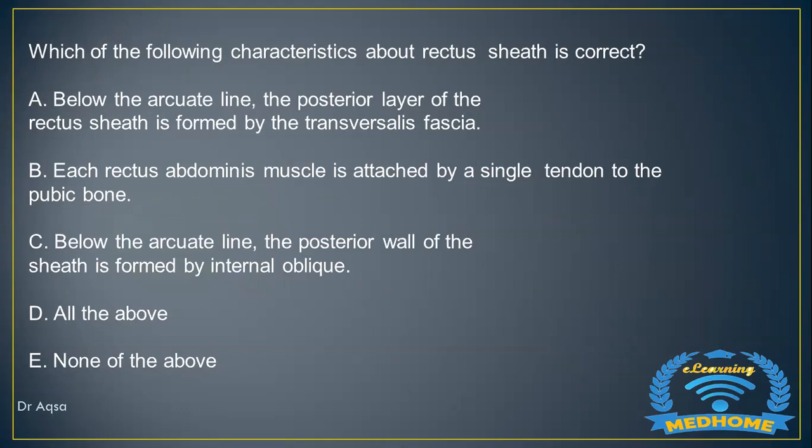So which of the following characteristics about rectus sheath is correct? Posterior layer of the rectus sheath is formed by the transversalis fascia. A is correct. Each rectus abdominis muscle is attached by a single tendon to the pubic bone. It is also correct, I think. Each rectus abdominis muscle is attached by a single tendon. Below the rectus arcuate line, the posterior wall of the sheath is formed by internal oblique. A, I think A is the answer.